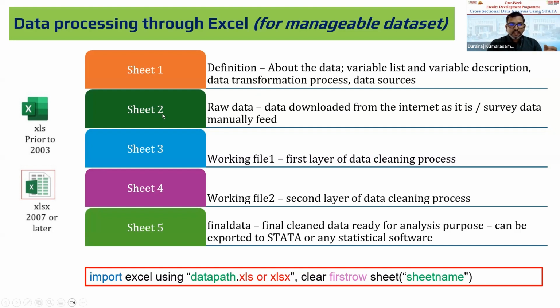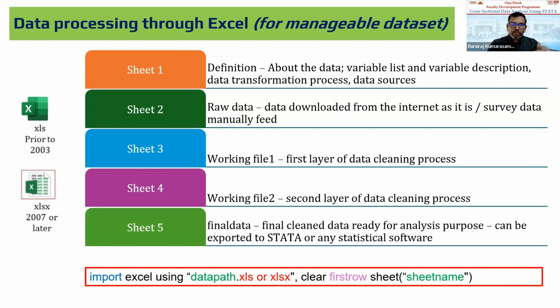The second sheet is dedicated to raw data. Be it data that you are downloading from the internet, or survey data conducted by you, either 600, 700, even 1000 survey responses that you collected, you put it in the sheet called raw data, and don't touch the data at all.